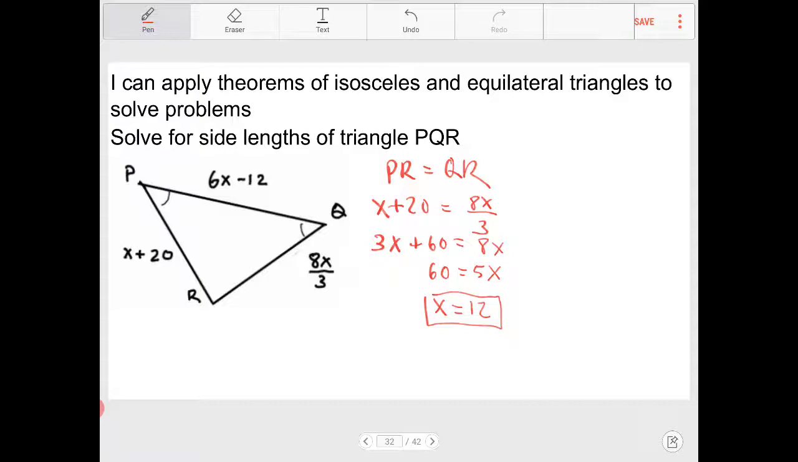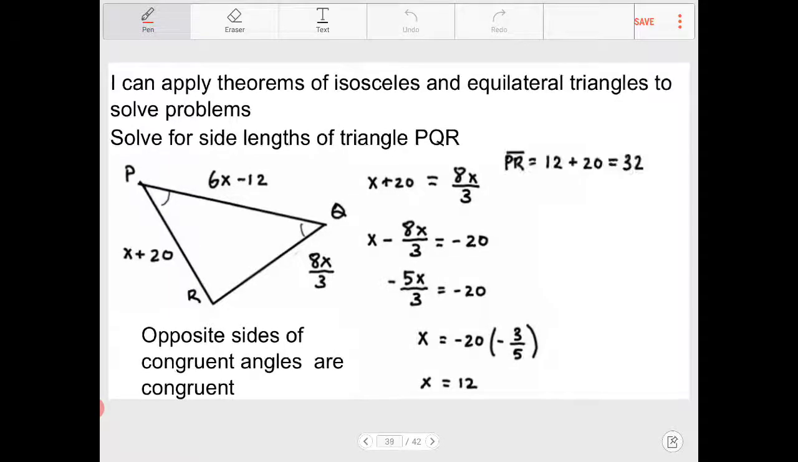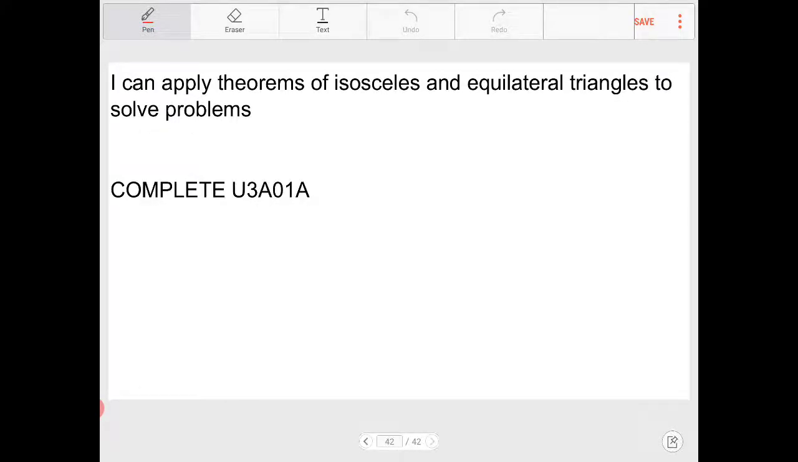If x is equal to 12, then I know that PR will equal 32. We know that QR is equal to, again, 32, because they are the same length. And then finally, PQ. What is PQ? 6 times 12 minus 12, that's the same thing as 5 times 12, which is 60. And that's it.